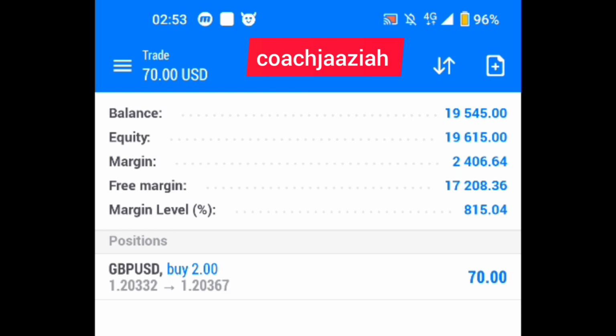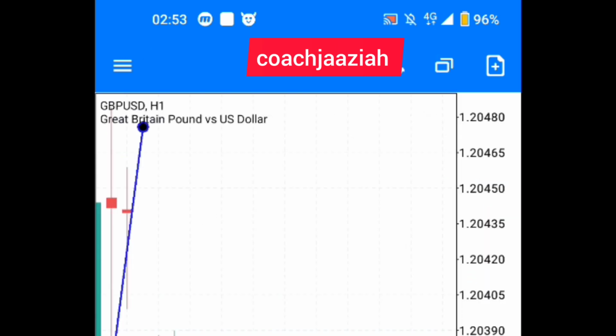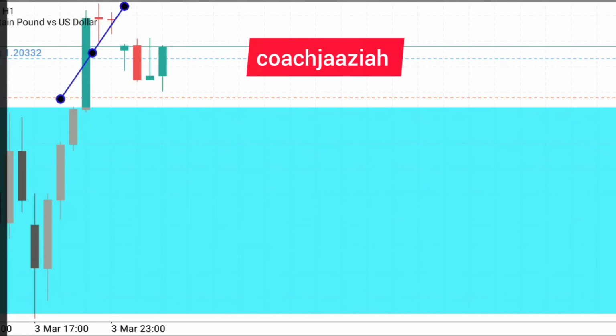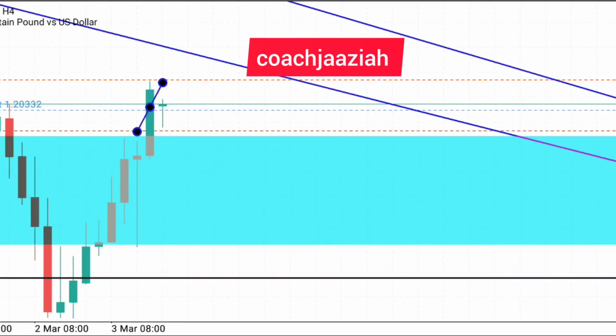Then I'm going to slant it back again. After I've followed that move upward to fill this gap, I'll be waiting for an order block to form on the 4-hour. Let me go to the 4-hour. I'll be waiting for an order block to form on the 4-hour to confirm my sellers.